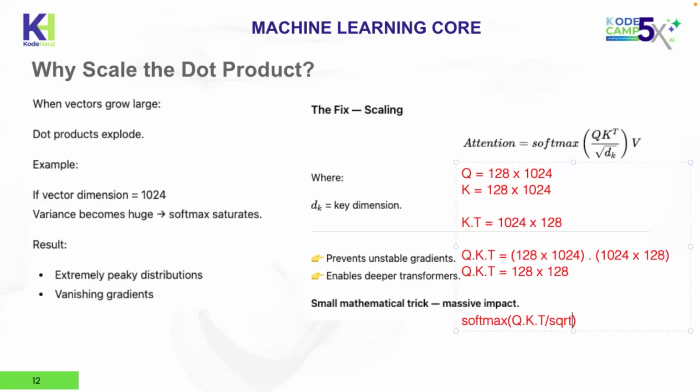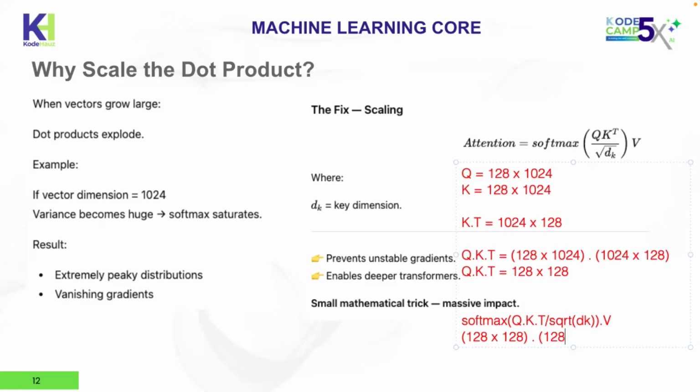This is square root of dk. Then when you do the dot product with V, it's still the same shape. All of these others are basically element-wise scalar operations. So you are just going to have 128 by 128, that you now dot with V.